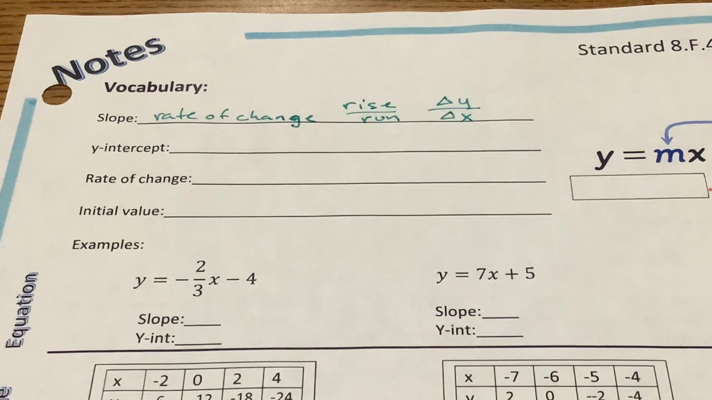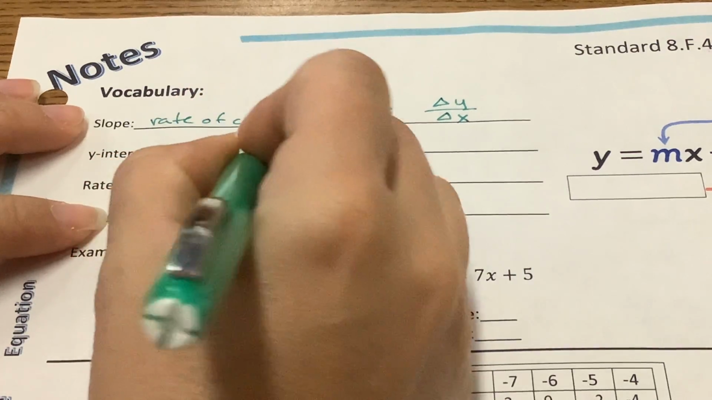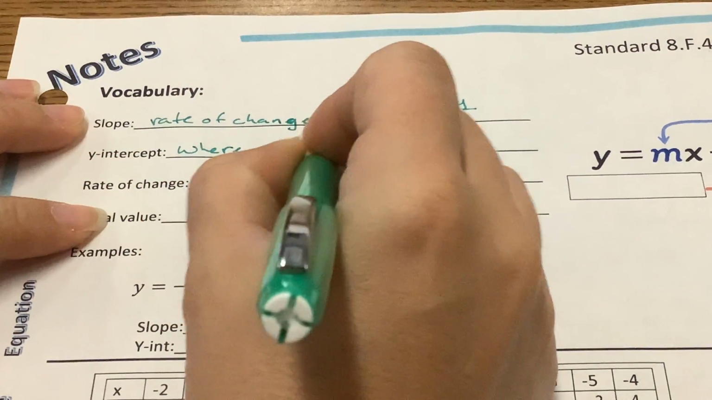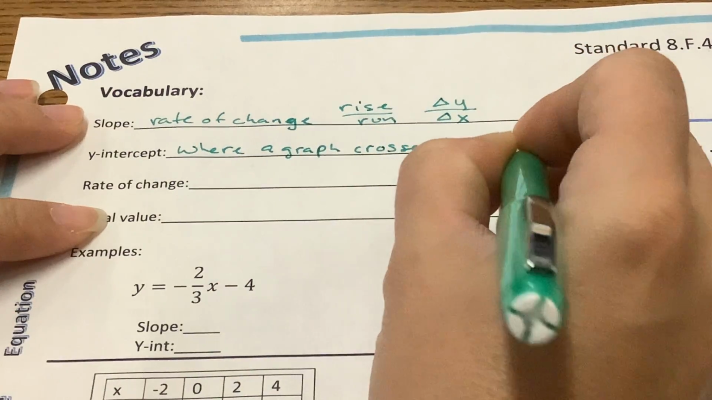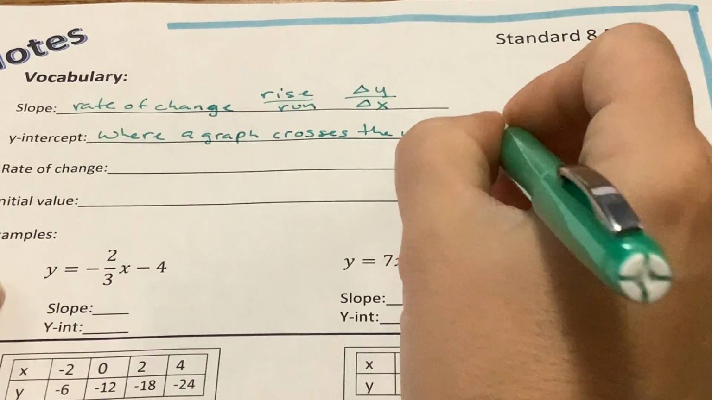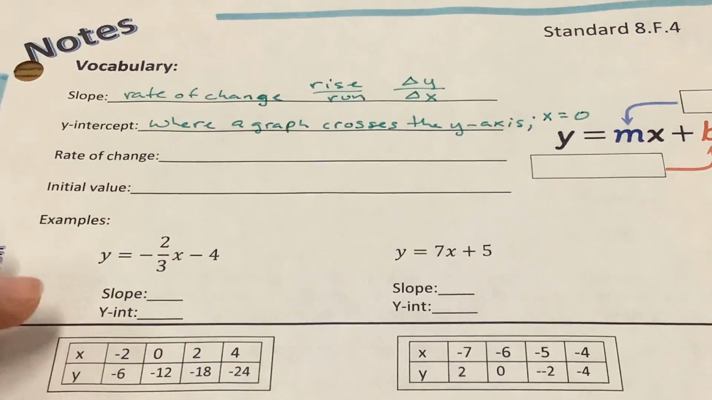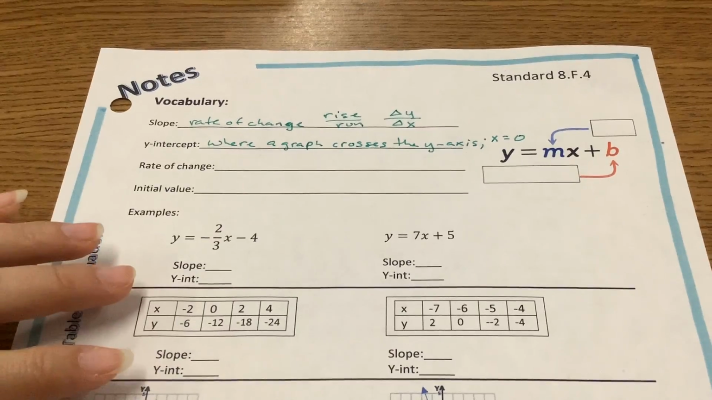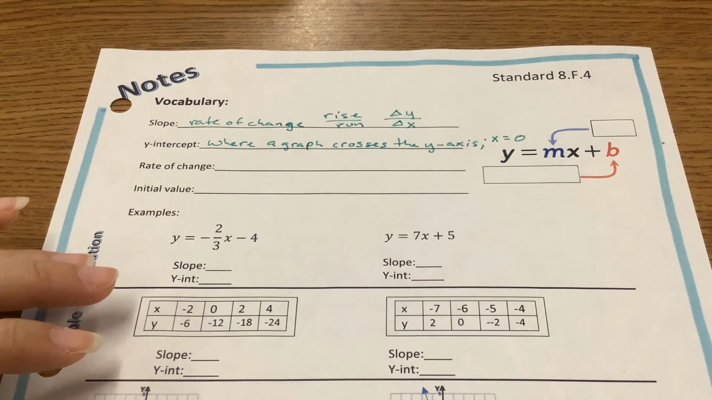How would you discuss y-intercept? The point where it crosses the x. Okay. So where a graph crosses the y-axis, right? It's where x is equal to what? Yeah. X is equal to 0. Same thing. It's where x is equal to 0.